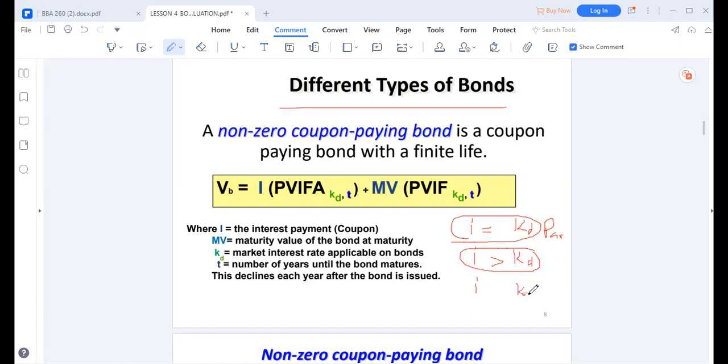I'm sure this was mentioned in the previous class. When your coupon interest is less than the market rate... do you remember these terms? When they're equal, it's a par bond. If it's more, it's a premium bond. If it's less, it is a discount bond.